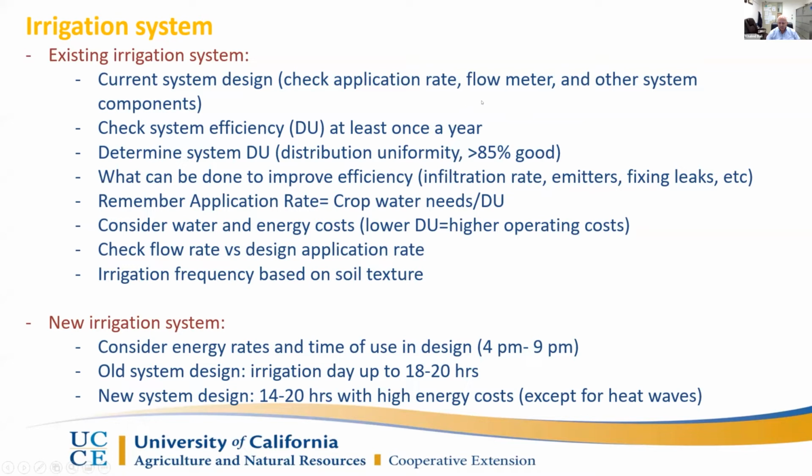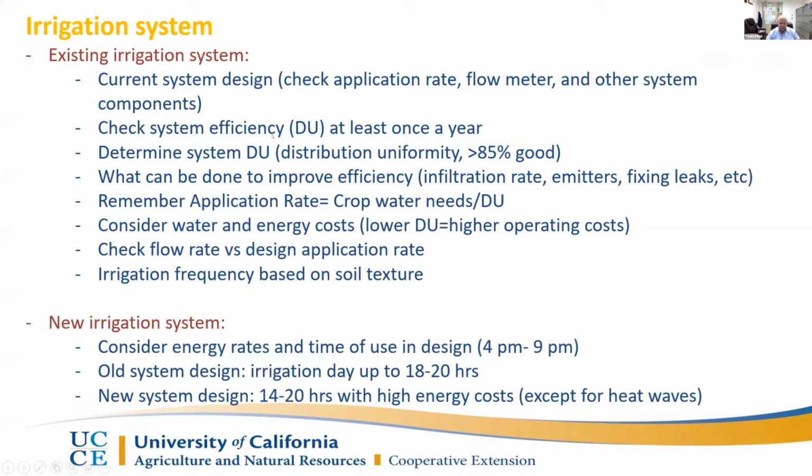So that flow meter also doesn't stay accurate forever. If I have a flow meter from 15 or 20 years ago, maybe it's working and giving me numbers, but those numbers could be inaccurate. In general, I want to check the accuracy of the flow meter every 5 years or so. I want to check the efficiency of my irrigation system.